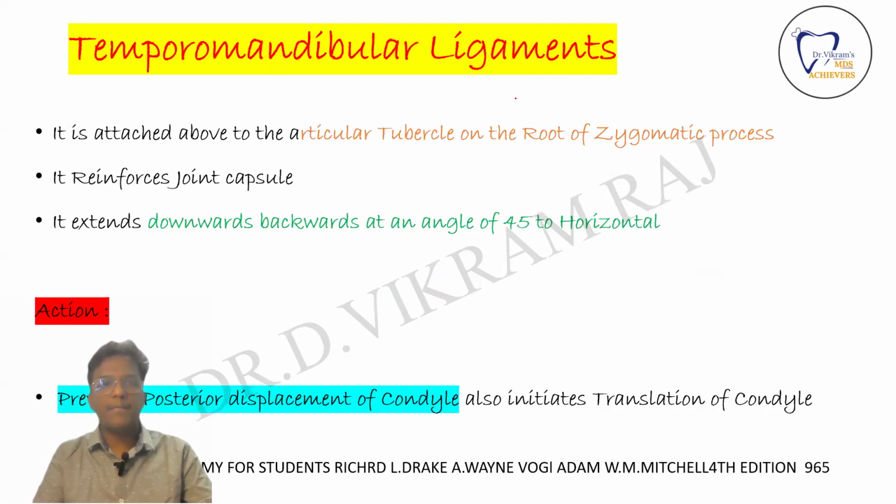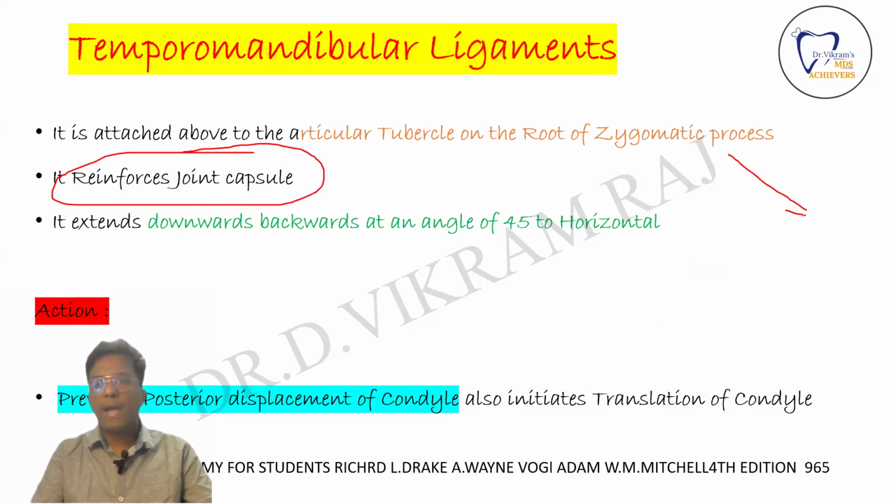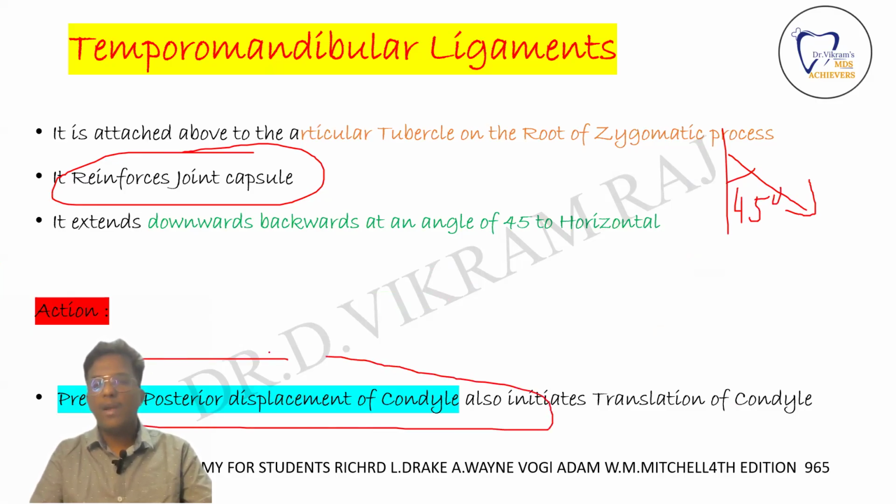Temporomandibular ligament. It is attached above the articular tubercle on the root surface of the zygomatic process, and it reinforces the joint capsule. It extends downwards and backwards at an angle of 45 degrees. Its actions are that it prevents the posterior displacement of the condyle. Also, it initiates the translation movement of the condyle.